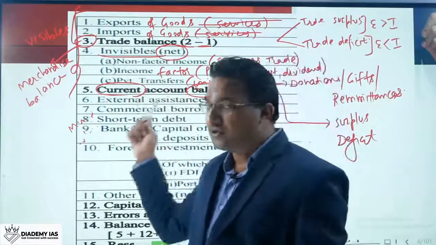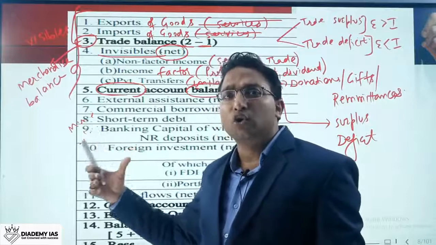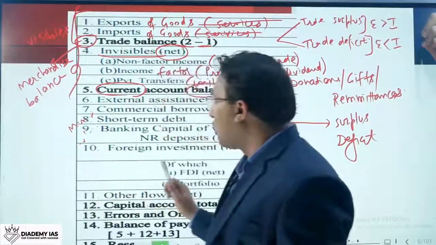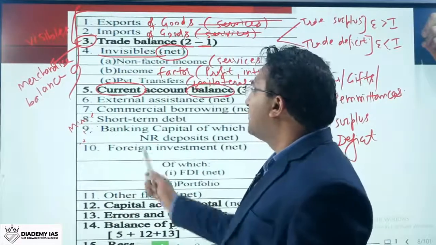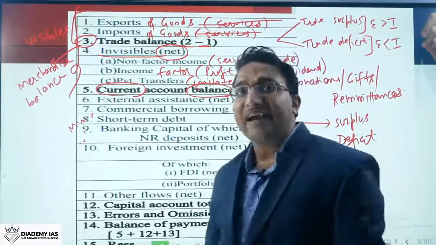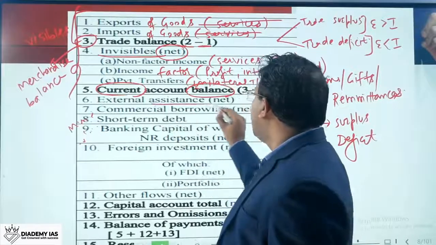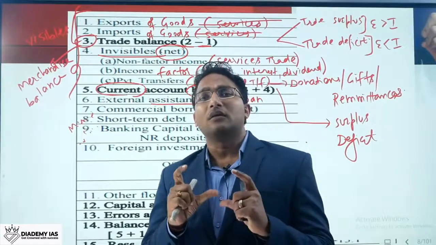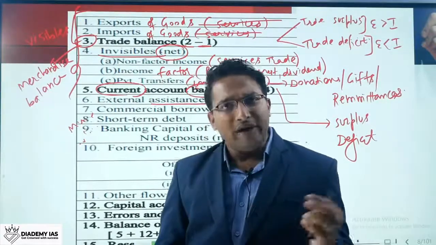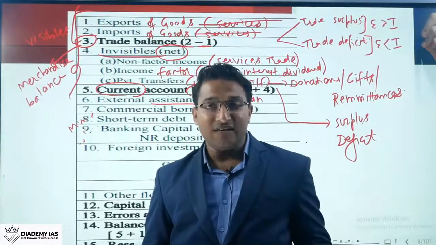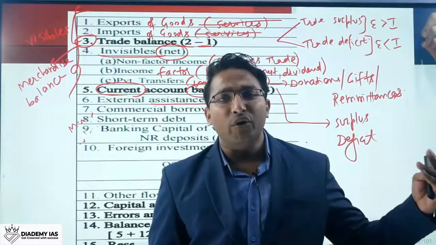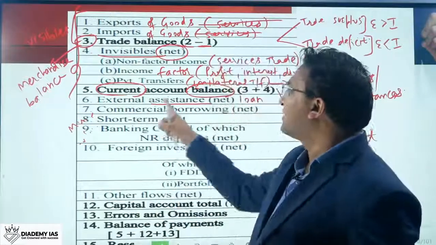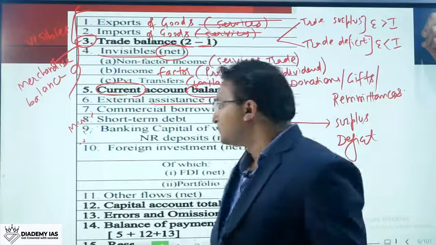So this statement I have discussed, but I will also show you everything that I have discussed in the language form in the subsequent slide. Now coming to item number 6. Item number 6 is external assistance. This external assistance is nothing but the loan taken by the government. The loan can be either from some country or from some multilateral agency. For example, World Bank. For example, International Monetary Fund. Right? So both kinds of loan are considered. So this external assistance basically considers the loans.